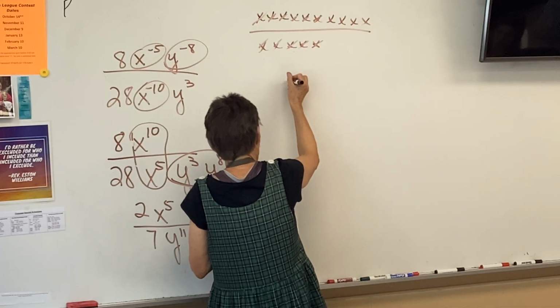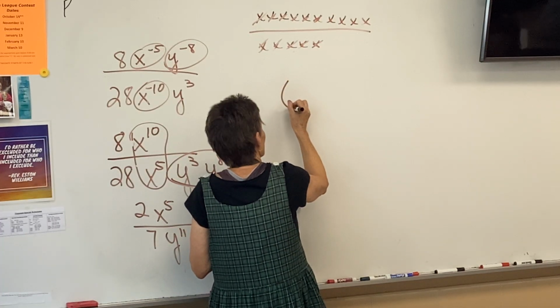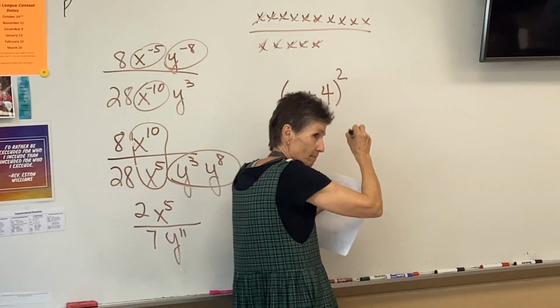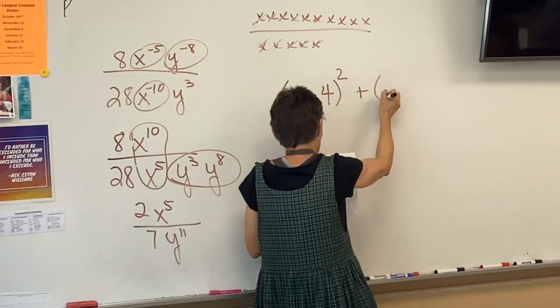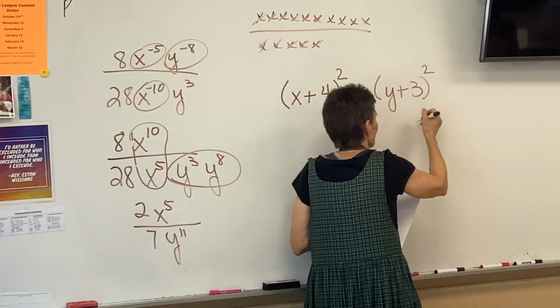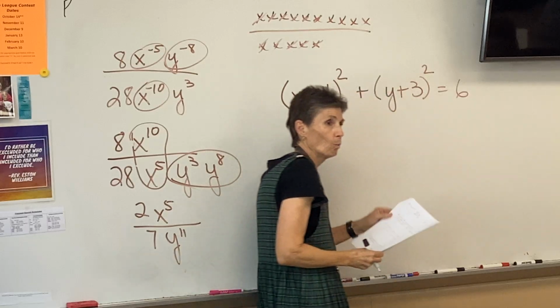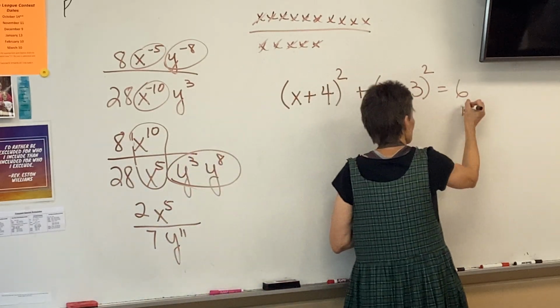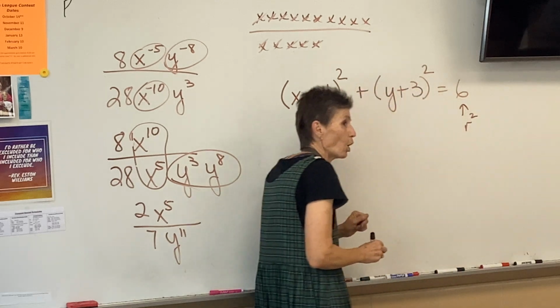What's it going to look like? Parentheses, x plus 4, squared, plus y plus 3, squared, equals 6. Where did that 6 come from? It's the radius squared, it's r squared.